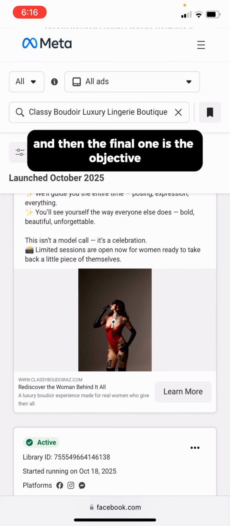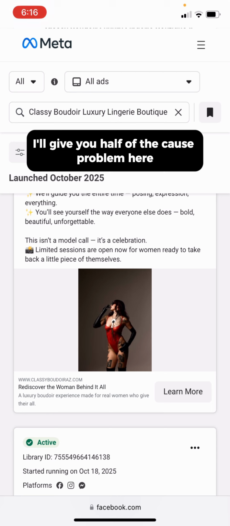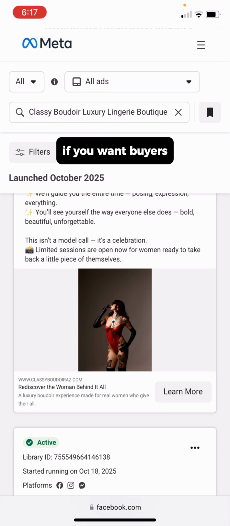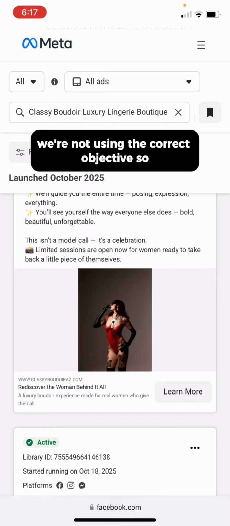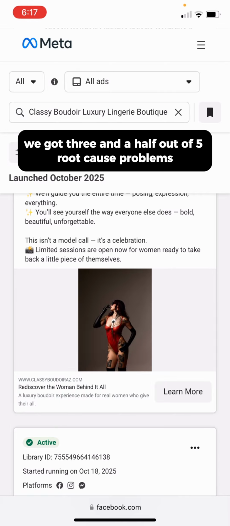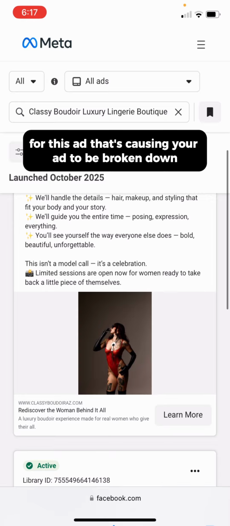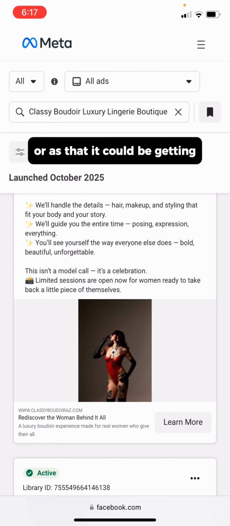And then the final one is the objective. What objective are we using? We actually do not know. So I'll give you half a root cause problem here. If you want buyers, I'm going to assume it's a root cause problem. We're not using the correct objective. So, half a root cause problem. So we got 3.5 out of 5 root cause problems for this ad that's causing your ad to be broken down, not getting as many results as you want or as it could be getting.